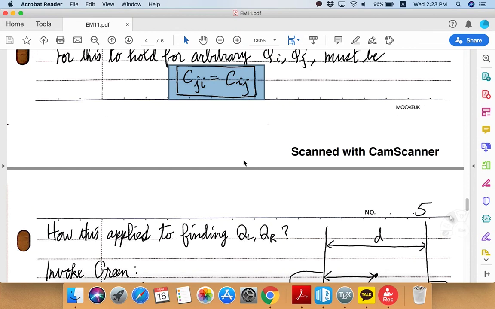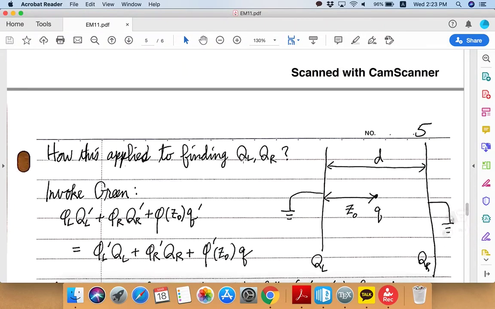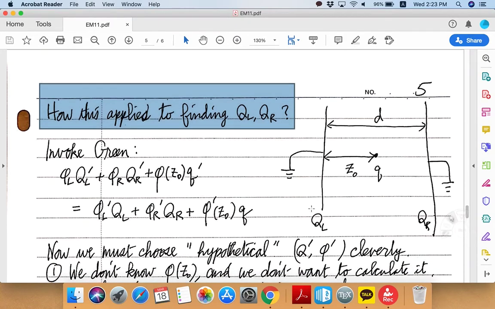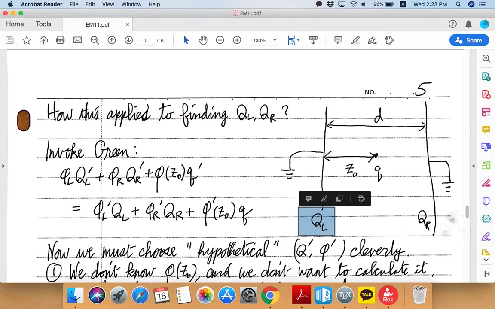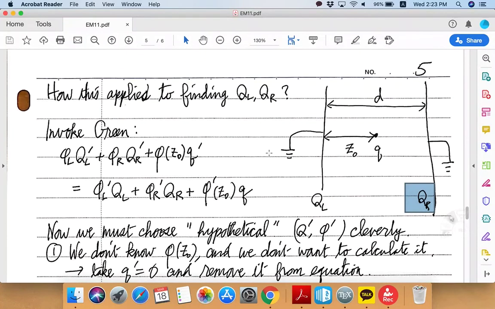So being clever not always helps us in making progress in physics, but in this case, it's really helpful in carrying us to the next level. Okay, so how would this Green's reciprocity theorem apply to help us find the induced charge QL and QR? Now we need to address this question directly.